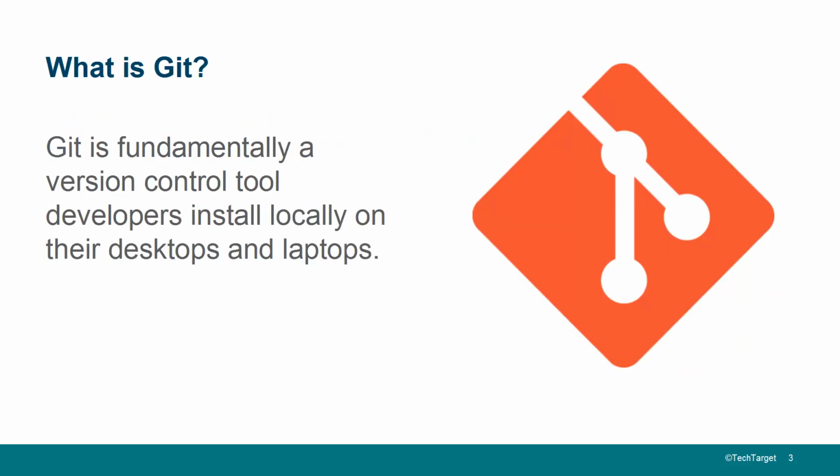So, Git is fundamentally a version control tool. Software developers download Git. It's an executable on Windows. It's a simple apt-get install on a Linux machine. It's a tool that has a very, very specific purpose, and its purpose is version control.